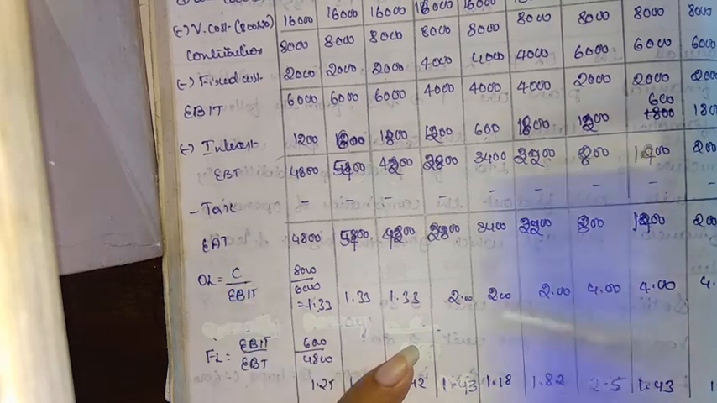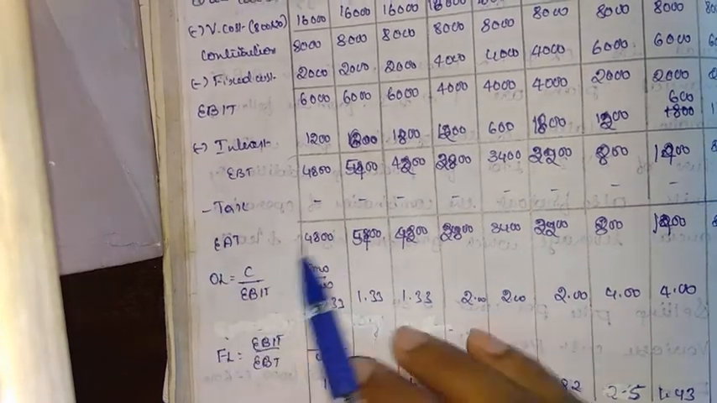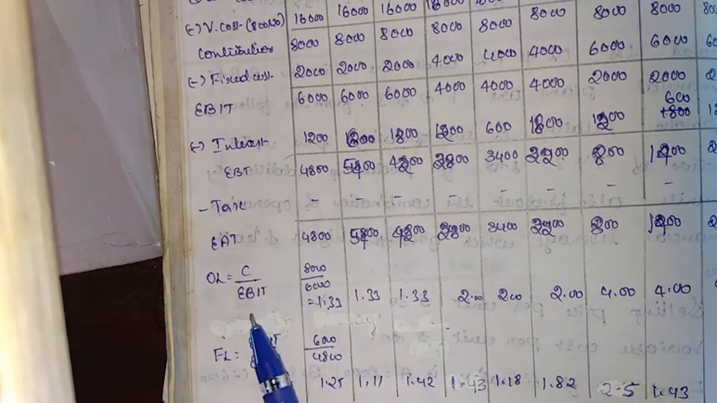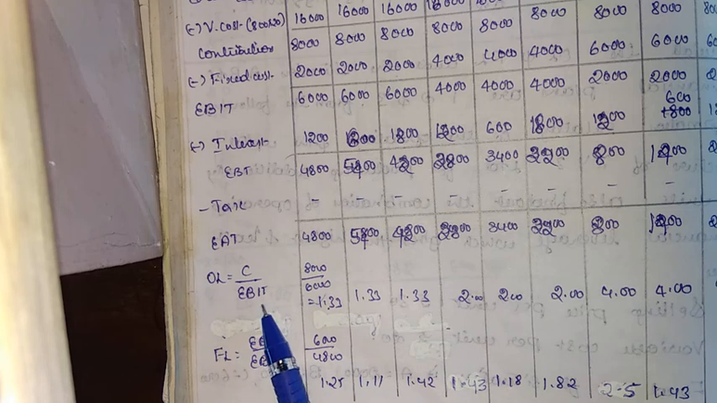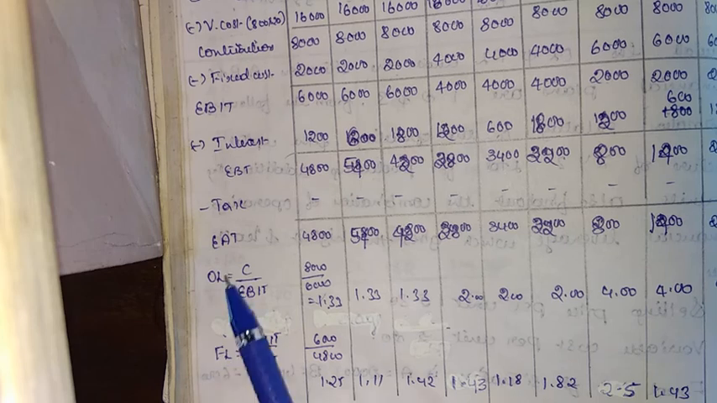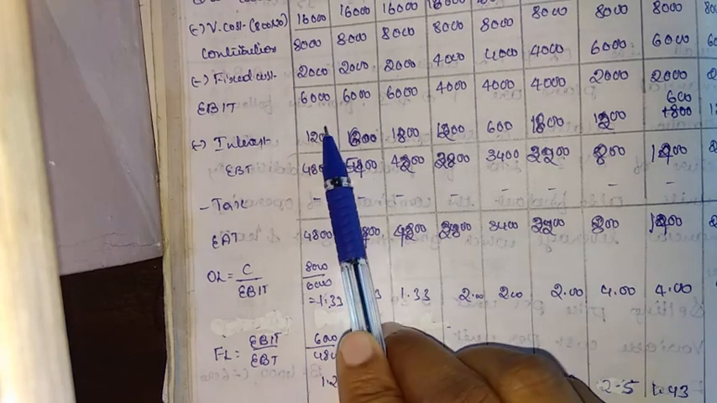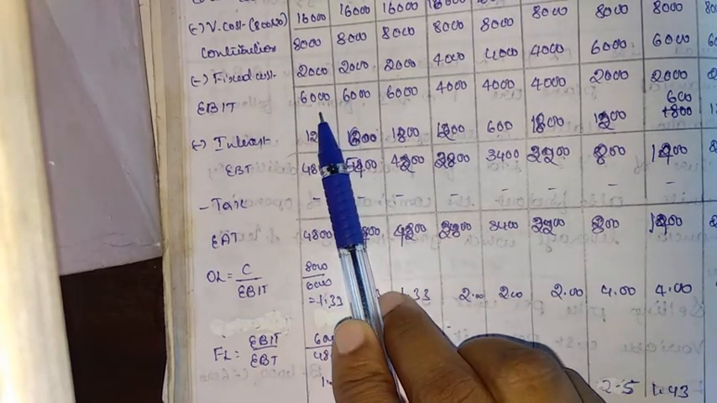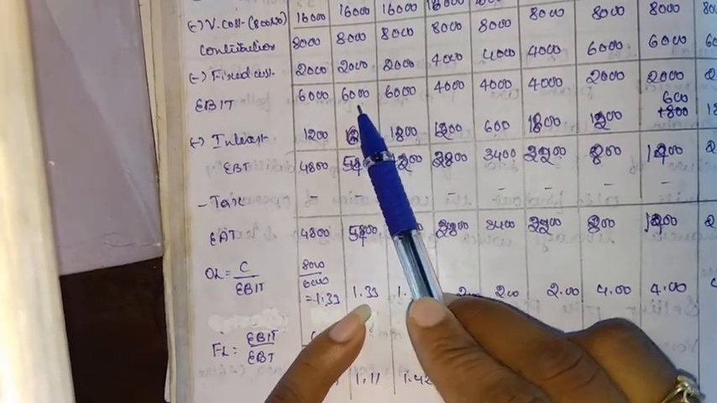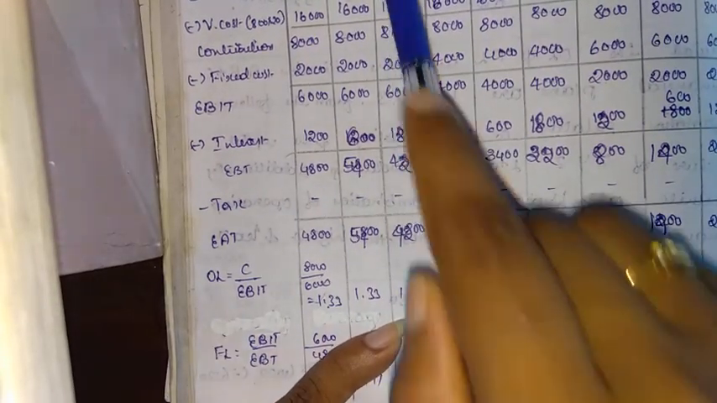As there is no mention of the tax rate, we are assuming there is no tax. So less tax, nil. Earning after tax is the same as earning before tax. In this problem they have asked to calculate operating leverage and financial leverage. The operating leverage formula is contribution divided by EBIT. For plan 1, 8,000 divided by 6,000 is 1.33. Plan 2, 8,000 divided by 6,000, 1.33. You will get the same answer for plan 3 under situation A.